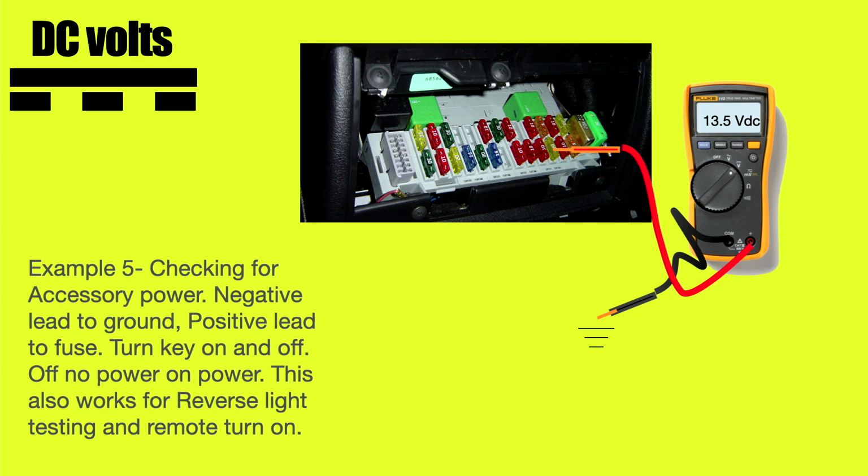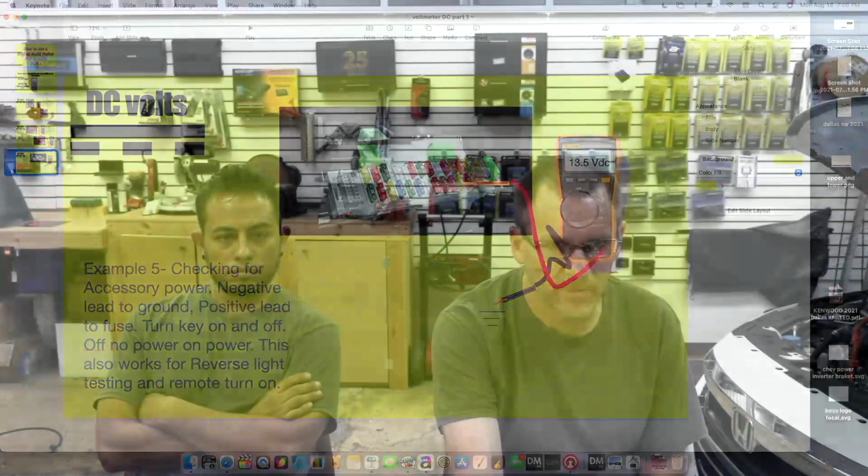This also works for reverse lights and testing for remote turn on. On the amplifier, you can do the same exact thing that you see here. Put it in the remote turn on. Make sure that the remote turn on is getting the proper voltage and that your amplifier is not going to shut off. And that, my friends, is part 1.